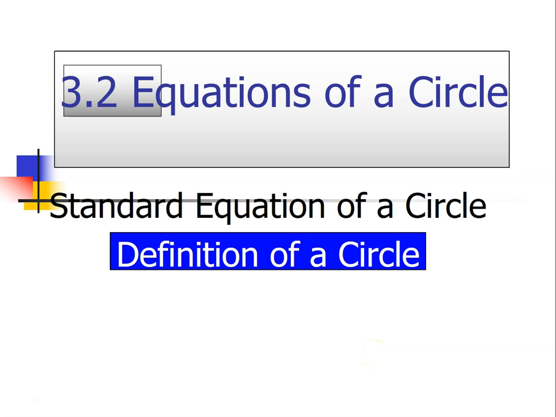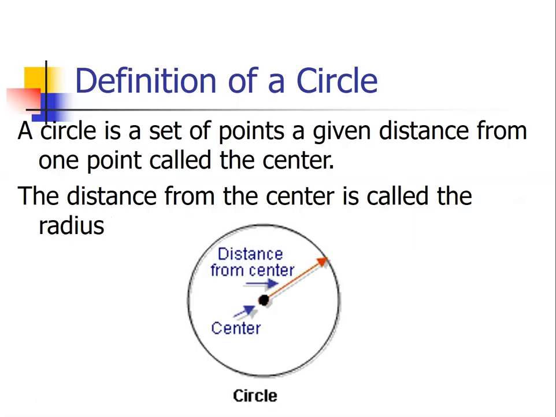So the next one is the equations of the circle. The standard equation of a circle, we will discuss as well the definition of the circle. A circle is a set of points at a given distance from one point called the center. So we have the center of a circle, and the distance from the center is called the radius. The radius goes from the center to any point on the circle. That is the radius of the circle.